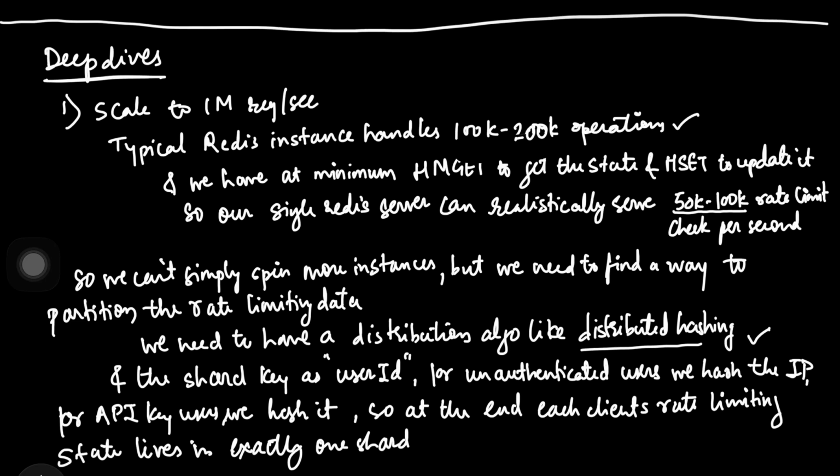And for authenticated users, we use the user ID as the shard key. Because we'll be sharding the Redis cluster, or the Redis instances, we will need one shard key. So for authenticated users, we will use the user ID as the shard key, and for unauthenticated users, we would use the IP or the API key as the shard key, which will be hashed every time.